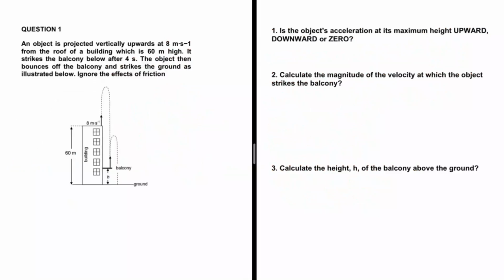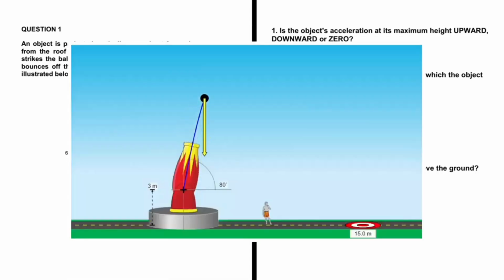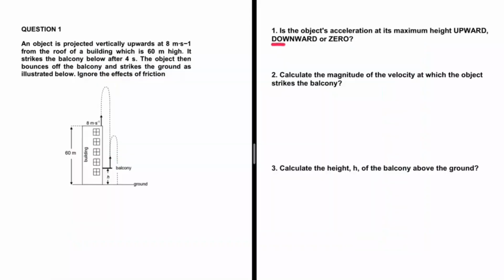Is the object's acceleration at its maximum height upward, downward, or 0? When the only force acting on an object is gravity, the acceleration always is 9.8 meters per second squared downwards. We covered that at the very start of our series, where we used the simulation. So the answer here is downward.